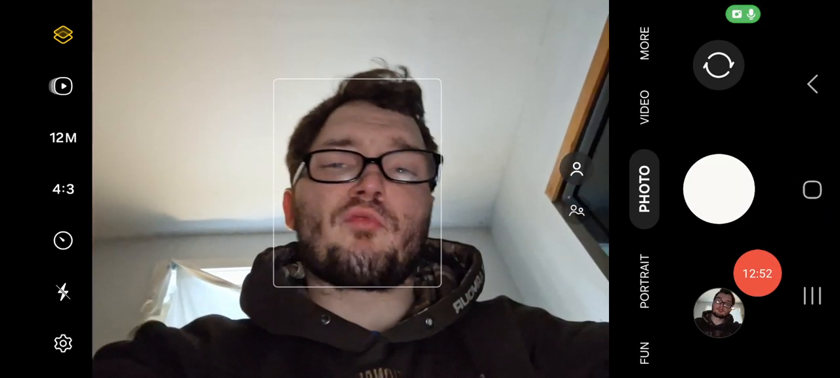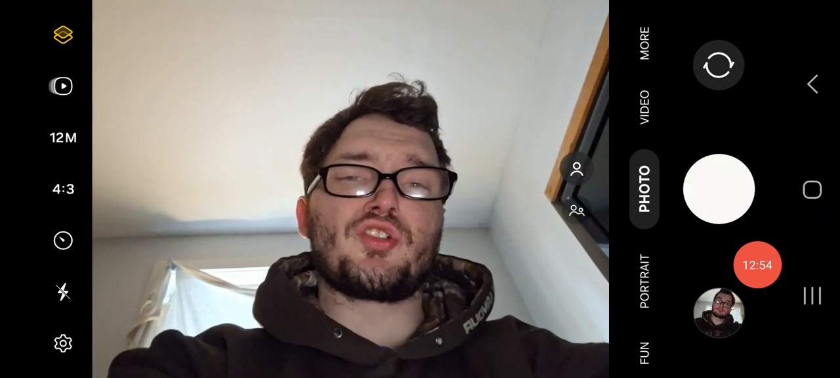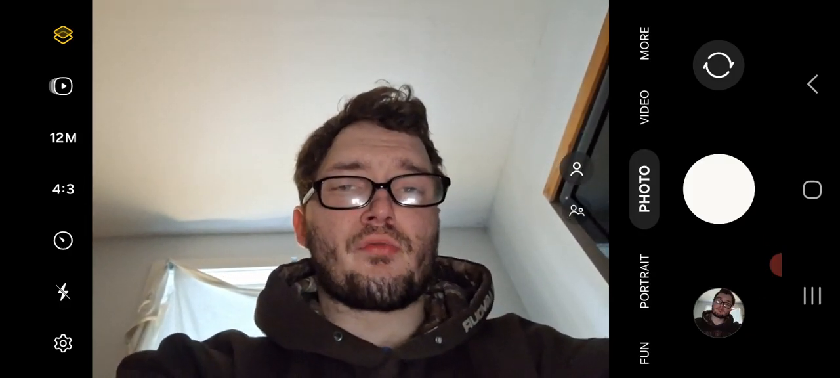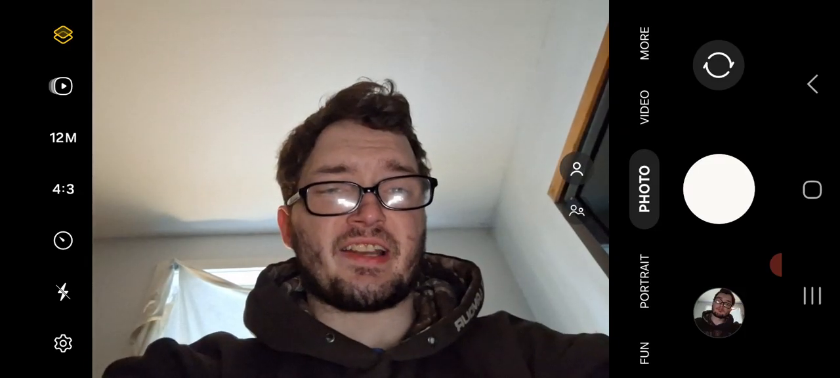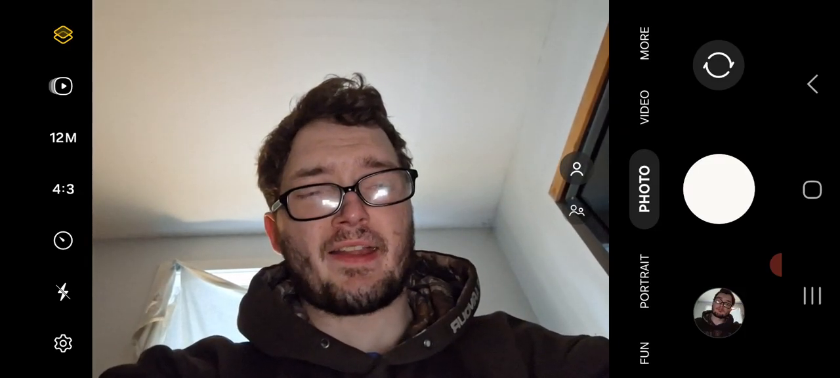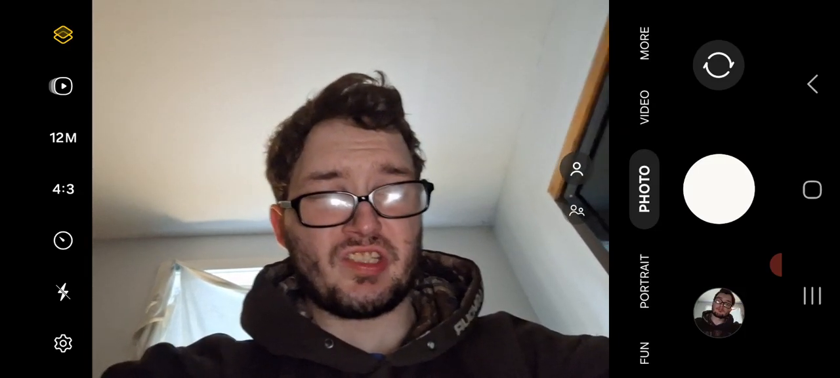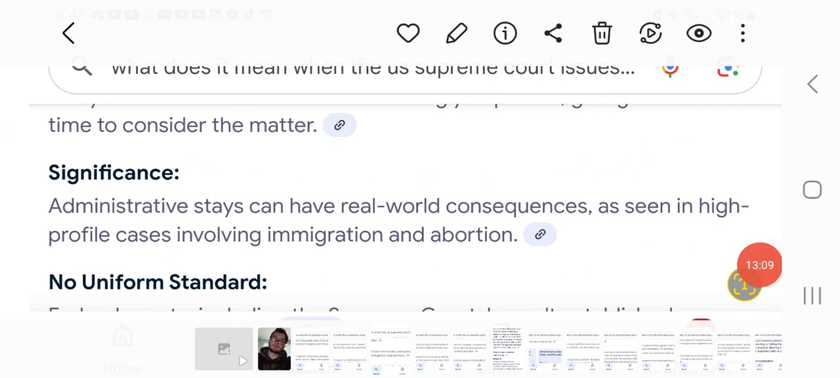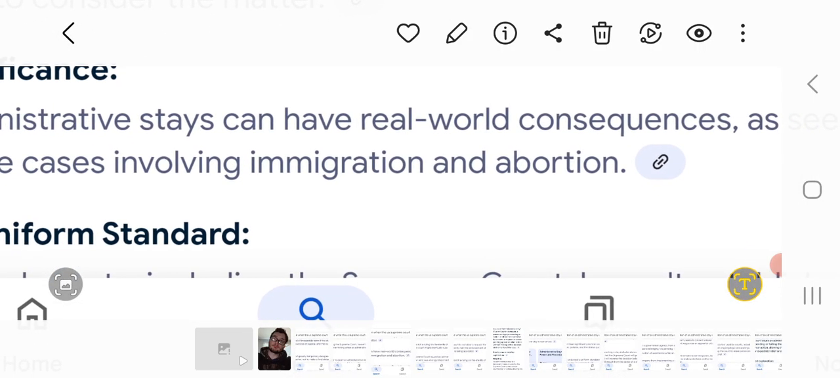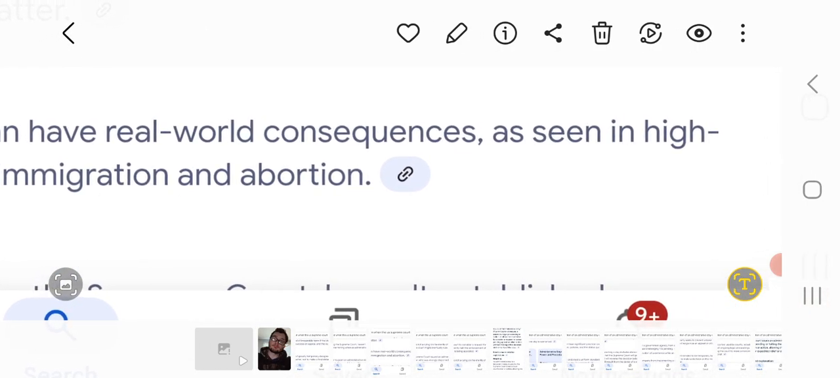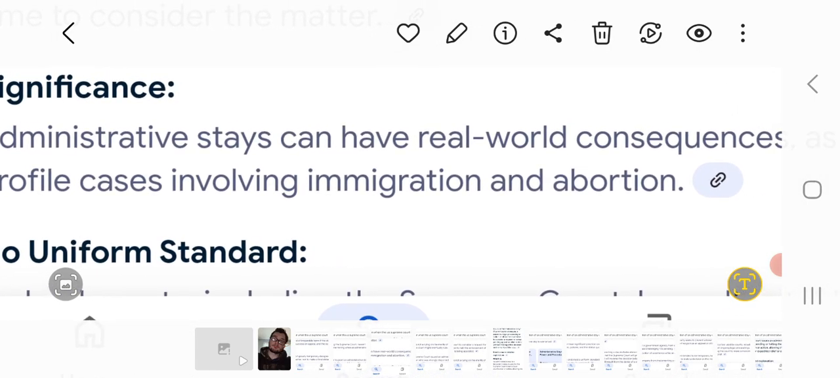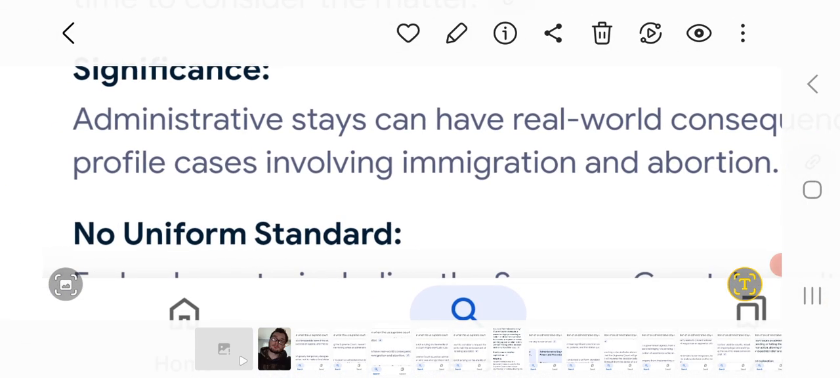Ladies and gentlemen, we're about to get into the significance. Administrative stays can have real-world consequences, as seen in high-profile cases involving immigration and abortion.